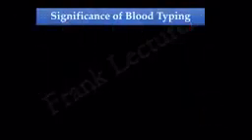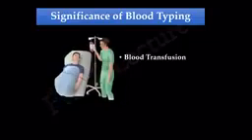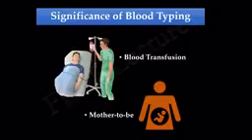Blood typing is used to determine the blood group of donor and recipient prior to transfusion. Also, it is used to determine blood group of mother-to-be. Why blood typing in these cases is important? What are the consequences of non-compatible blood transfusion? All these questions will be answered in the next video lecture.